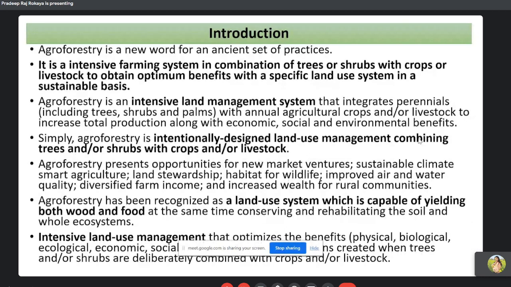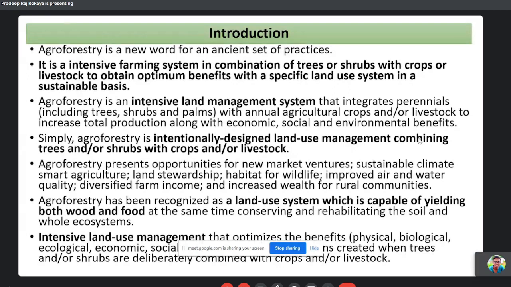So it is an intensive farming system, and it combines trees, agriculture crops and livestock. For what purpose? It is optimized to obtain the maximum, optimum benefit in a particular land use system on a long run, sustainable basis. That is the particular feature of agroforestry. Agroforestry is an intensive land use system.